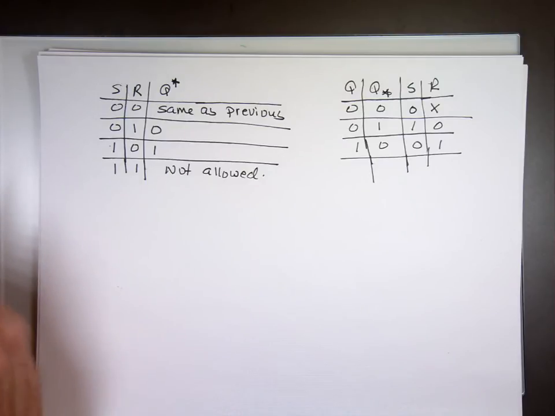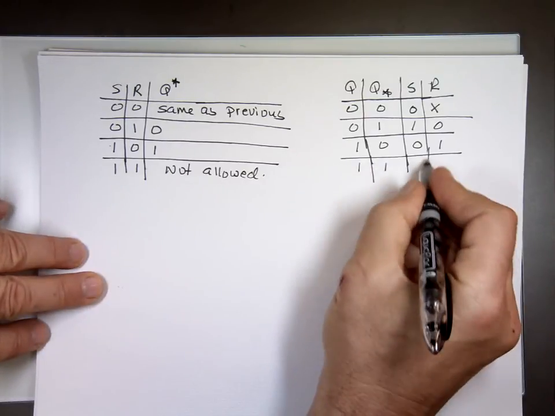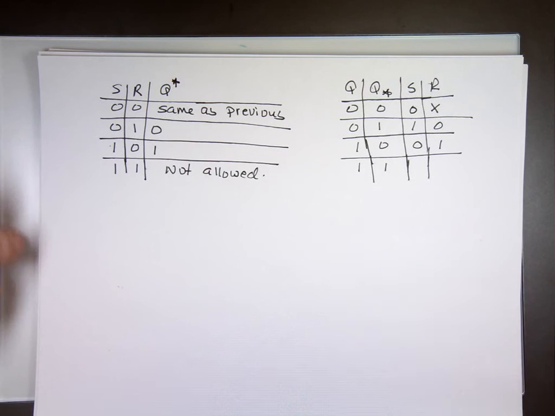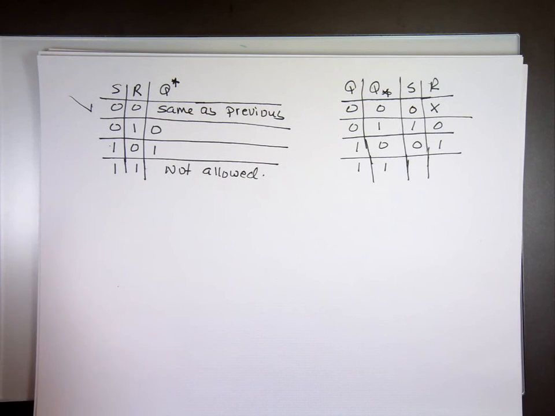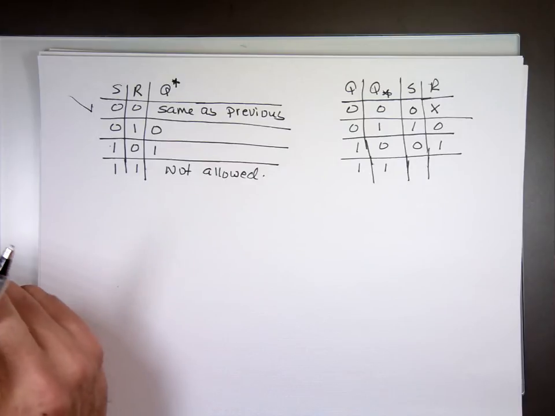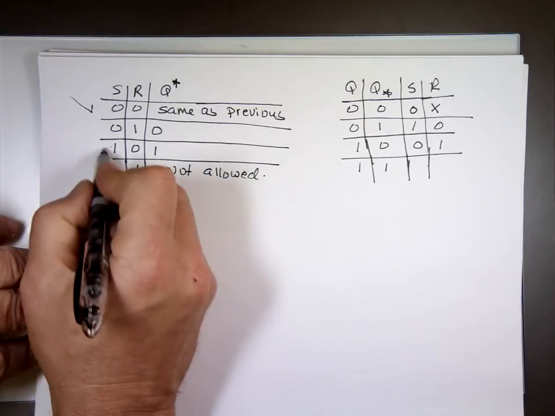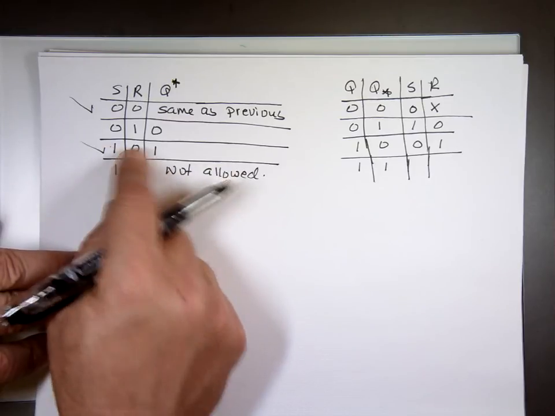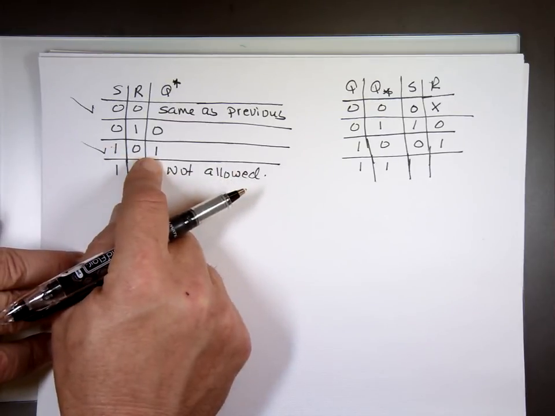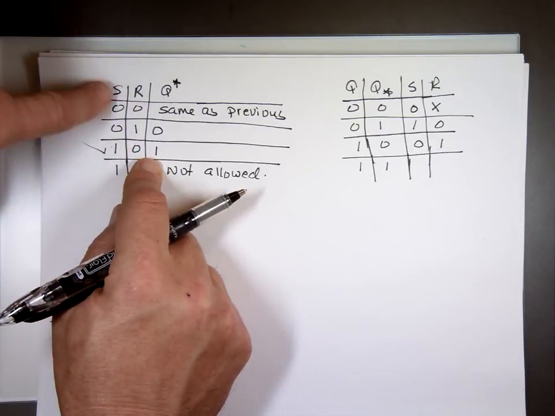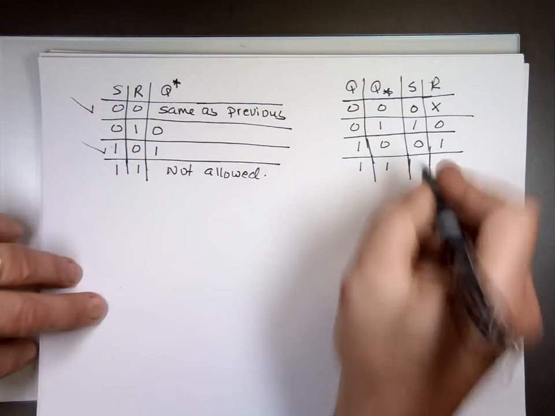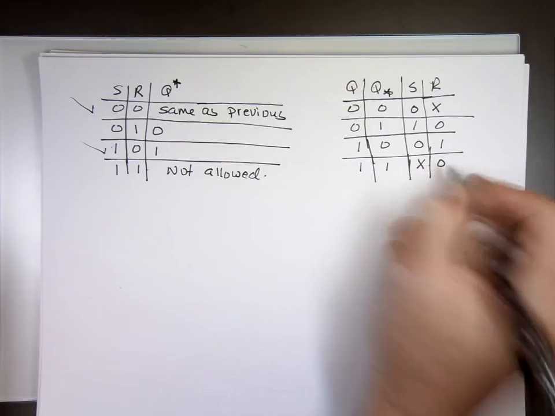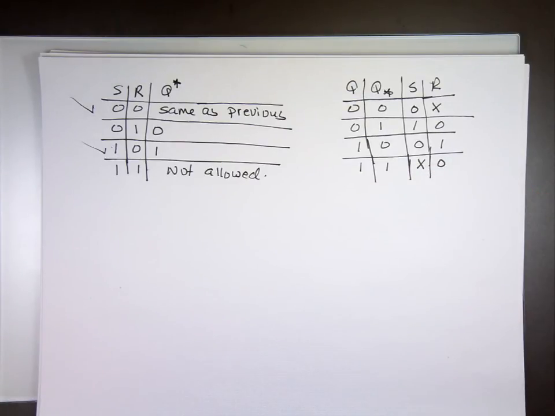And the last one, what about 1 to 1? Well, 1 to 1, it could happen if you make S and R 0, 0, because you're staying the same. Or, how about this one? If you put 1 and 0, what will happen to the next state? It's going to stay 1. So as long as R is 0, S is what? Don't care. I can accomplish that. So that's the excitation table for the SR flip-flop.